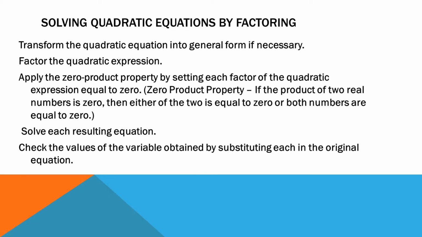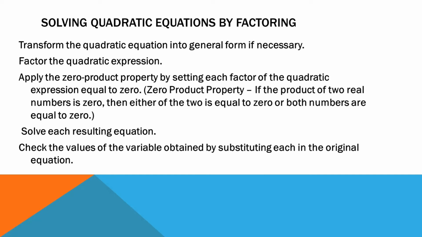So we are going to apply the zero product property by setting each factor of the quadratic expression equal to 0. So ano ba yung zero product property? If the product of two real numbers is 0, then either of the two is equal to 0 or both numbers are equal to 0. So we are going to solve each resulting equation, and then we are going to check the values of the variable obtained by substituting each in the original equation.